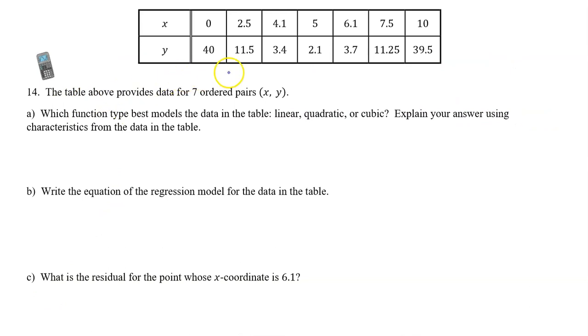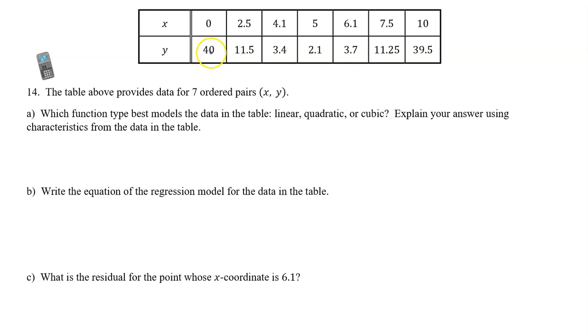Number 14 is calculator active. The table above provides data for 7 ordered pairs x and y. Part A. Which function type best models the data in the table, linear, quadratic, or cubic? Explain your answer using the characteristics from the data in the table.